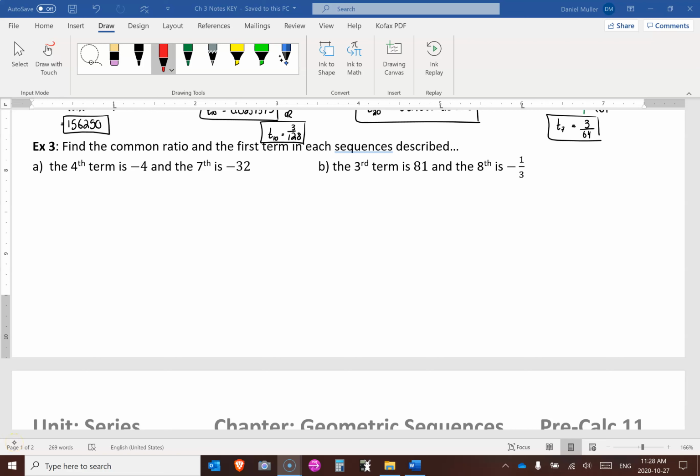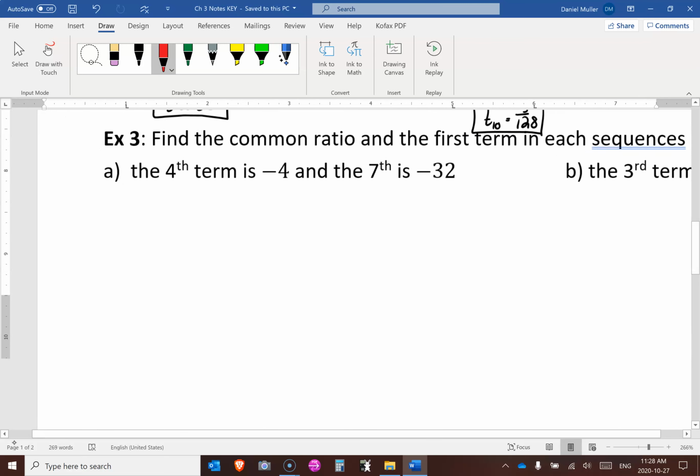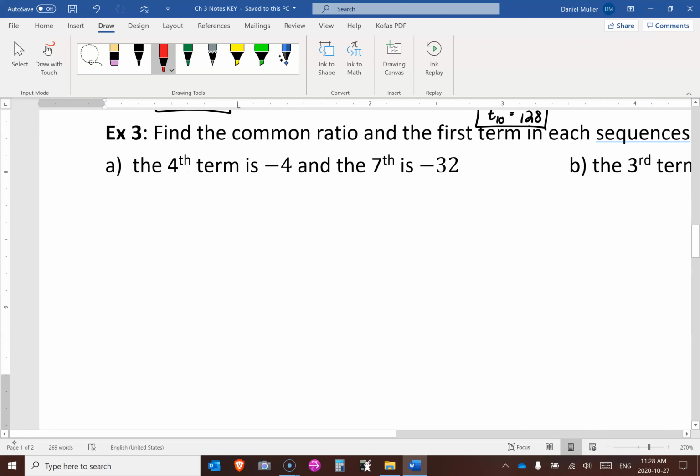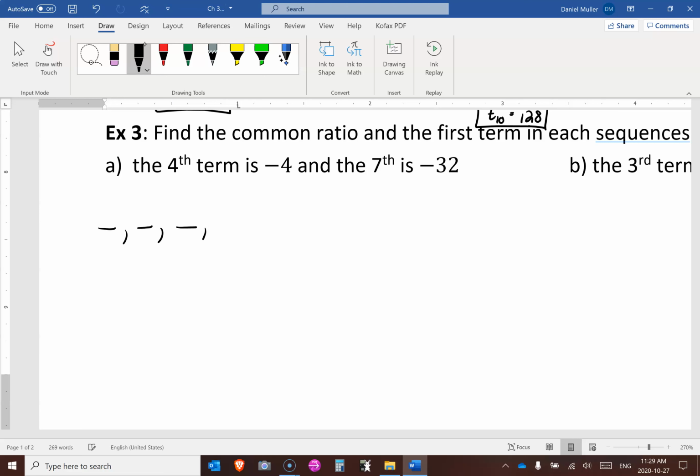Example 3, find the common ratio and the first term in each of the sequences described. So we know that the fourth term is -4 and the seventh term... whenever I see these big gaps, I like to just draw it. So I've got the first term, second, third, now the fourth term is -4, and then the fifth, the sixth, and then the seventh is -32.